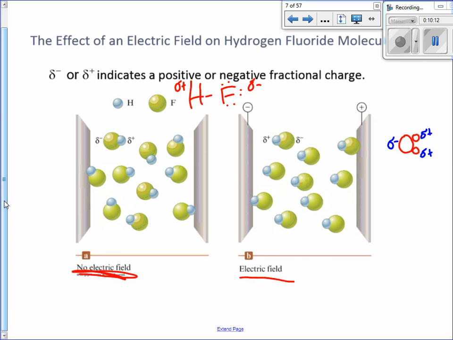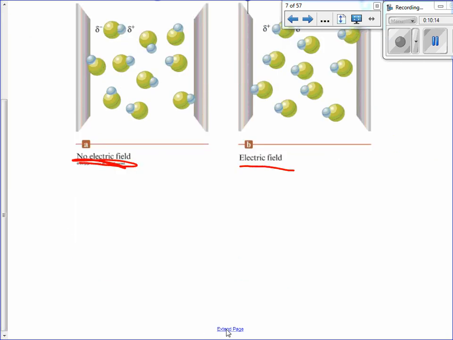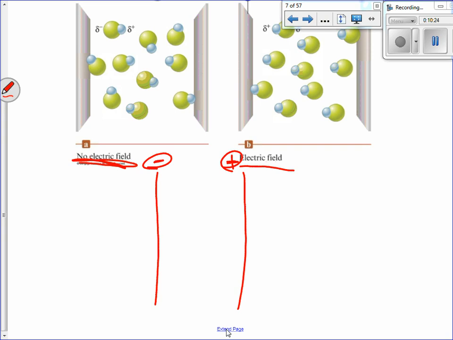You don't have to draw three waters, just make your diagram look something like that. We have to draw one size. I'm sorry, what? You want to draw one without an electric field and one with? Just with an electric field is fine.